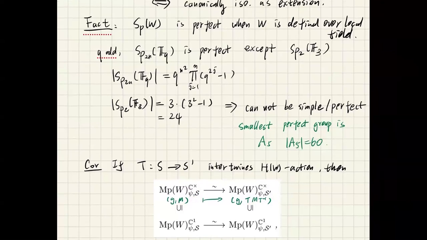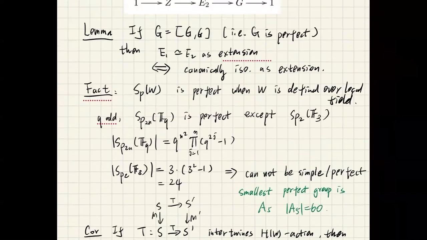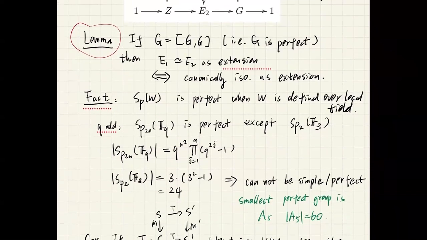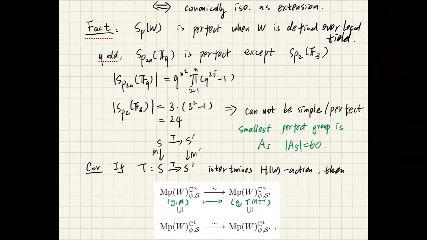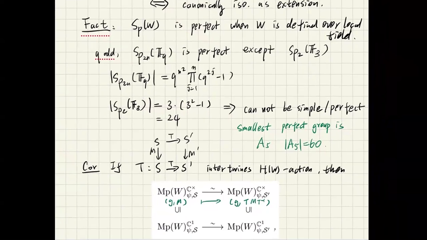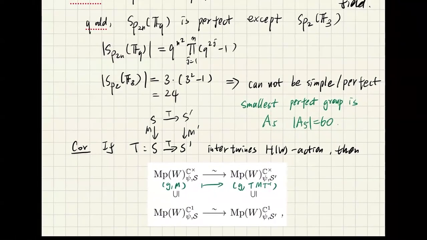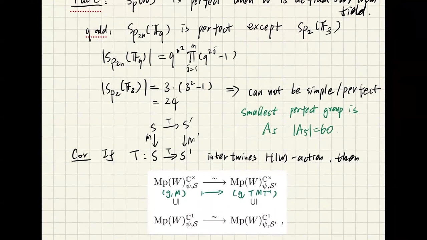You just transfer the structure. If you have S, you have M, so S goes to M, and this is T. You see that T inverse M T intertwines S prime. Okay, it's just a transfer of structure. But this lemma tells you that this map is actually the unique map which makes the diagram commute. Okay, let me add one more page.